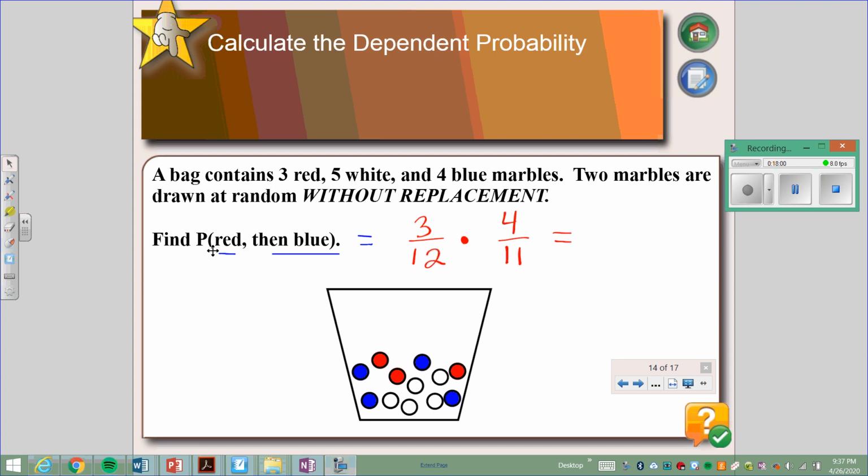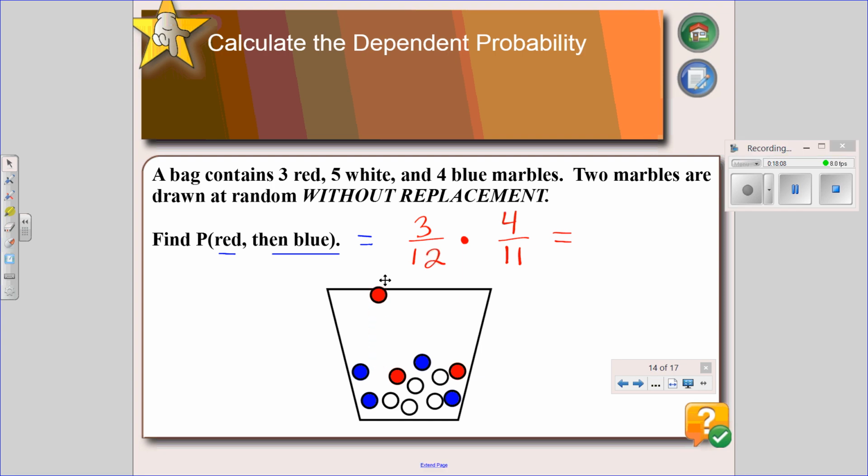The probability of the red marble: there are 3 red marbles in a bag of marbles that has 12 in it. So we pull one of those red ones out. There was 3 out of 12. The first event has happened. Now, what is the likelihood of the second event happening? That red marble that I just took out does not go back in. What is the likelihood of a blue marble being pulled? Well, now there are 4 blue marbles in a sample space of 11, right? So there were 4 out of 11 that had to happen there because of the dependent probability.